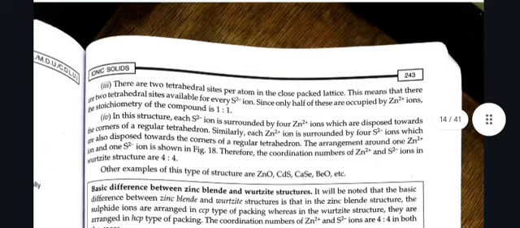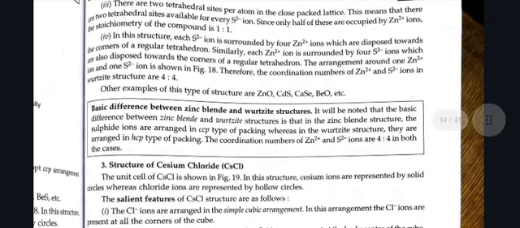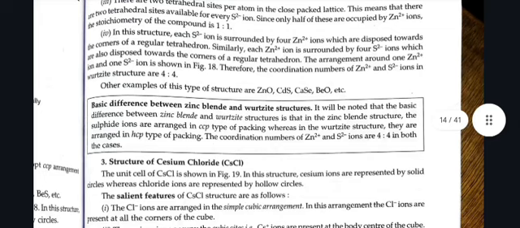In this structure, each S²⁻ ion is surrounded by 4 Zn²⁺ ions which are disposed towards the corners of a regular tetrahedron. Similarly, each Zn²⁺ ion is surrounded by 4 S²⁻ ions which are also disposed towards the corners of a regular tetrahedron. The arrangement around one Zn²⁺ ion and one S²⁻ ion is shown in figure 18. Therefore, the coordination number of Zn²⁺ and S²⁻ ions in the wurtzite structure is 4:4. Other examples of this type of structure are ZnO and CdS, CaS, BeO, etc.